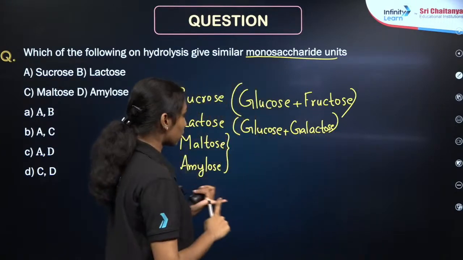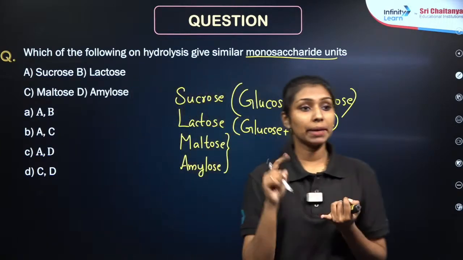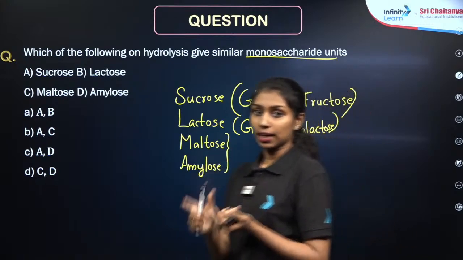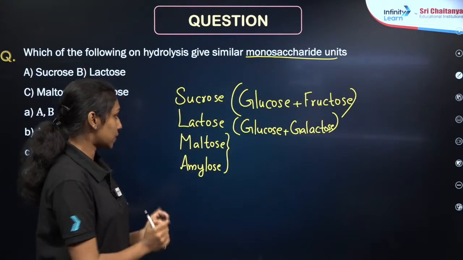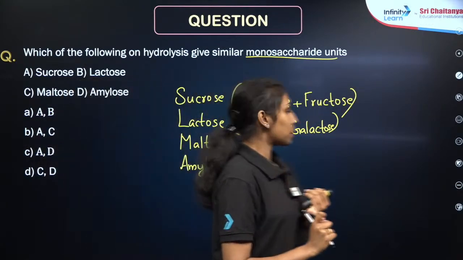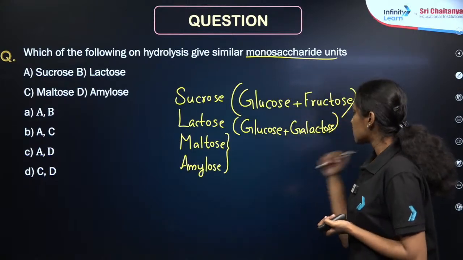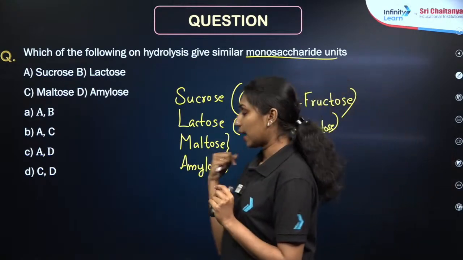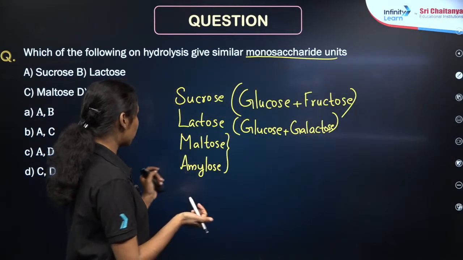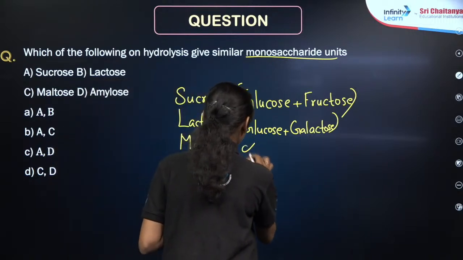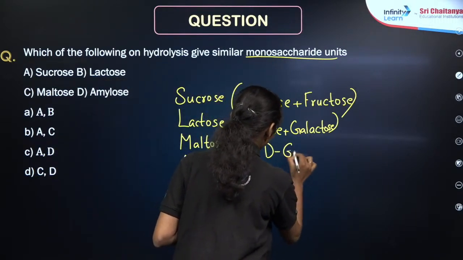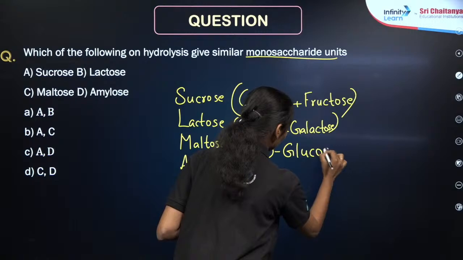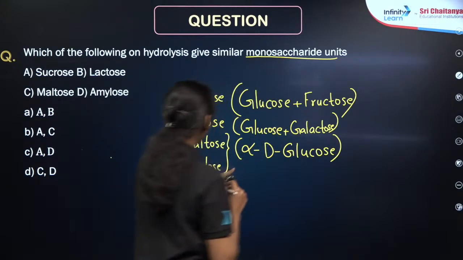So in case of lactose, it is formed between the beta D glucose and the beta D galactose. You must have an idea about the structure, it is very important from the examination point of view. Glucose and galactose combine to form the lactose molecule. Then what about maltose? Maltose again contains alpha D glucose units. Two alpha D glucose units combine to form the maltose here.